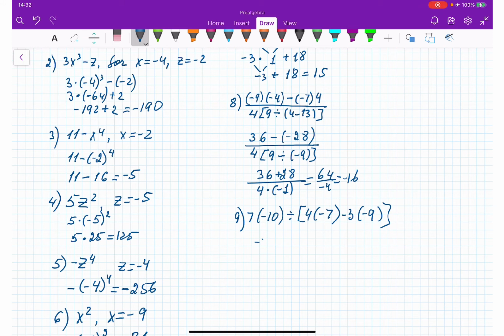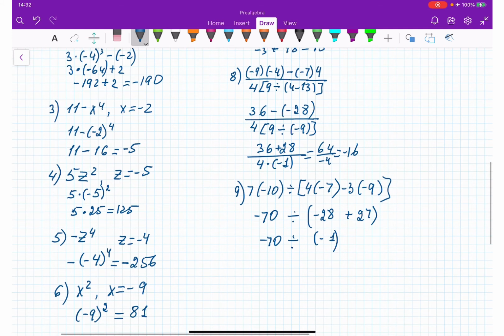It will be negative 70 divided by, now here, what do I have? 4 times negative 7 is negative 28. Here will be plus 27, right? Because minus and 3 times negative 9 is going to be plus 27. All right. So negative 70 divided by negative 28 plus negative 7... it's going to be negative 1. Yes. And negative divided by negative, we get positive 70. All right.